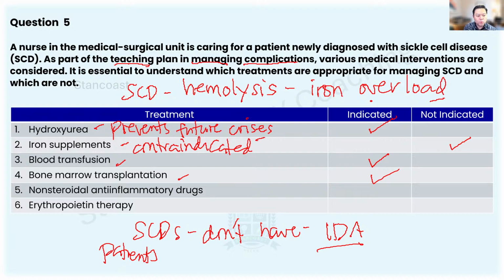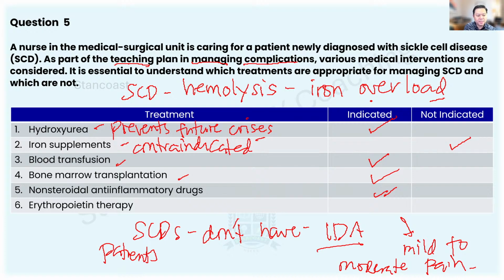All right. What about non-steroidal anti-inflammatory? So the NSAIDs, are they indicated? Let me take a look. Number 5. Yeah, this is indicated, guys. This will be indicated for mild to moderate pain. All right. The NSAIDs will be effective in treating mild to moderate pain.